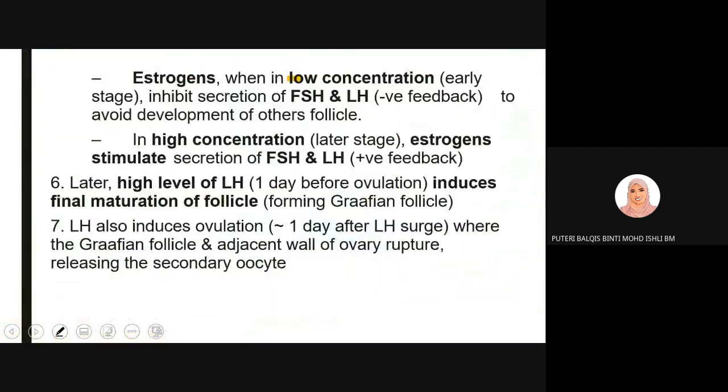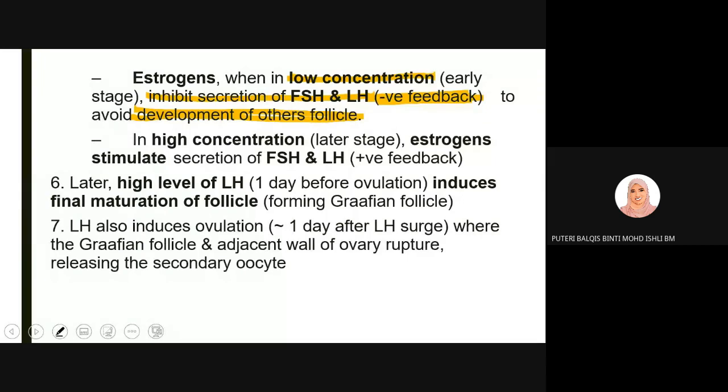So bila ada low concentration of estrogen, it will inhibit secretion of FSH and LH. Maksudnya ada negative feedback. Kenapa ada negative feedback? Supaya follicle yang lain tak grow. Kita nak bagi satu saja follicle grow and keluarkan satu egg cell sahaja. Sebab itulah ada negative feedback.